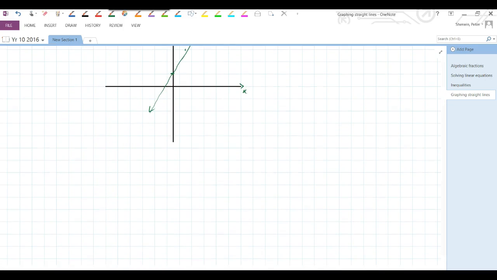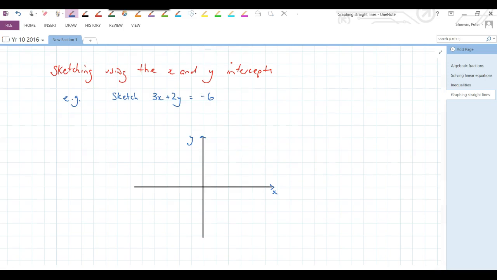Going to have a look at another format now. I'll just get the heading down. Okay, so the second method we're looking at here is sketching using the x and y intercepts. I'll explain what that means in a second, and we're going to use this example here. In this method we're going to find 2 points, the points where this line intercepts the y-axis here and the x-axis here.